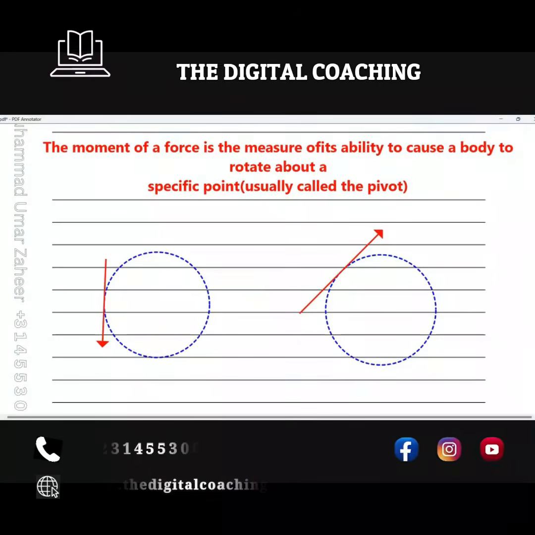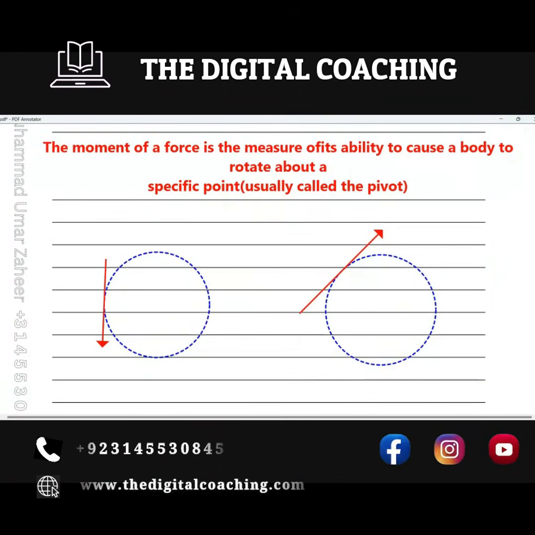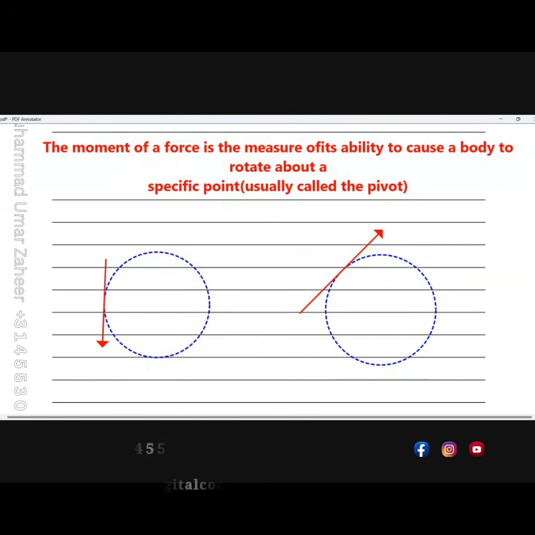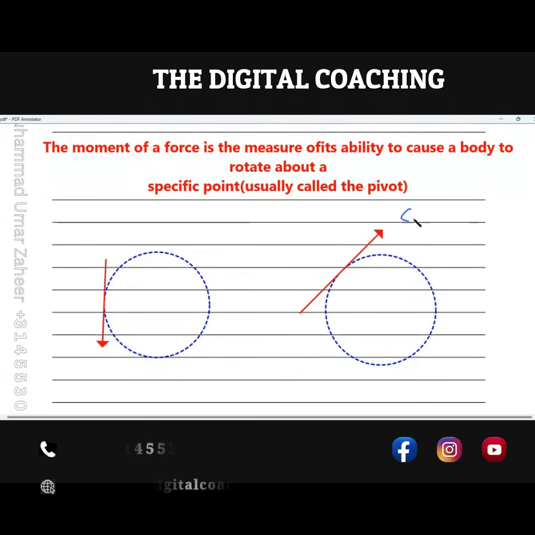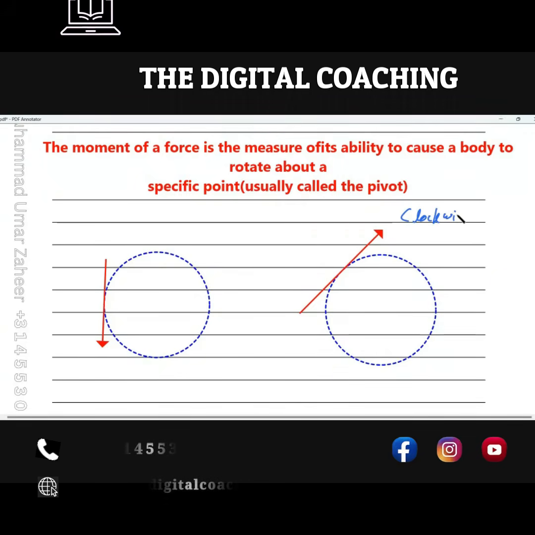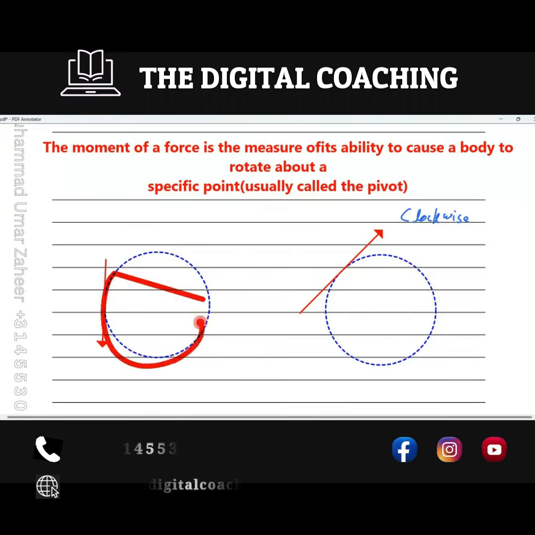So, for example, if I'm just going to be talking about it, it may be in the clockwise direction, it may be in the anti-clockwise direction. Normally, when we are doing the question, we have to take one direction as positive and the second one as negative. For example, if you consider the clockwise direction as positive, then obviously the anti-clockwise direction is going to be considered as negative.